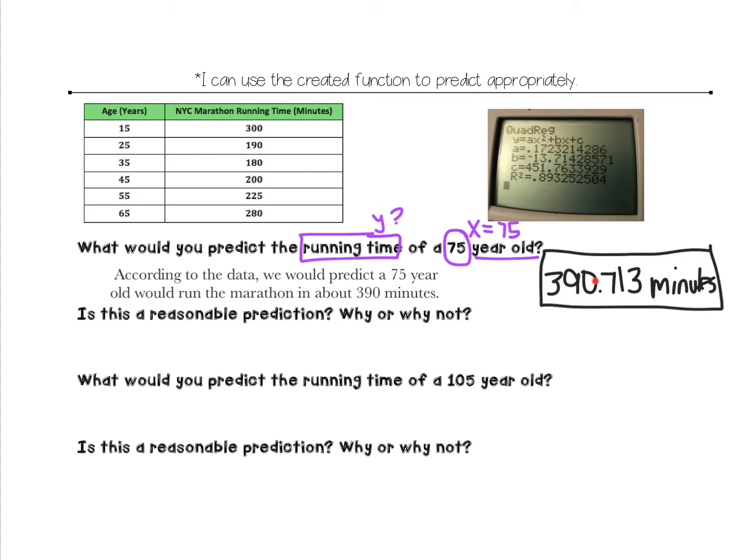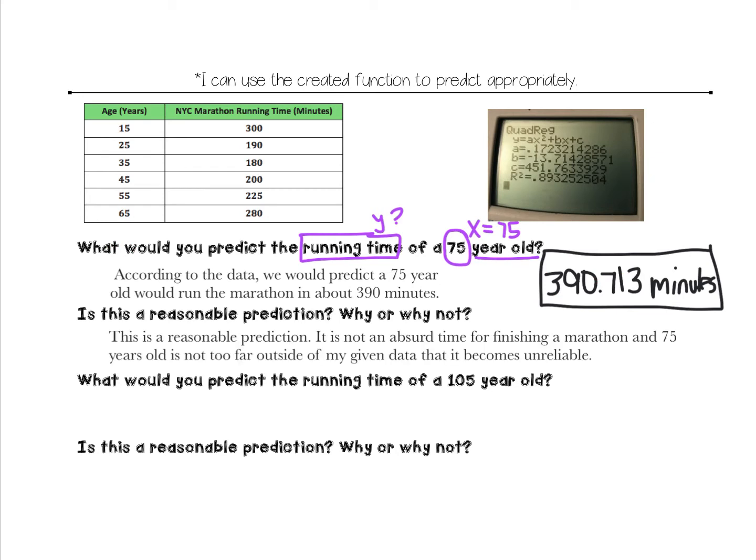When I think about 390 minutes, a 15-year-old running it in 300, and then we're going down, and then we're going back up. It is a lot bigger than 280 minutes, but it's not unreasonable. So I would say this is a reasonable prediction.